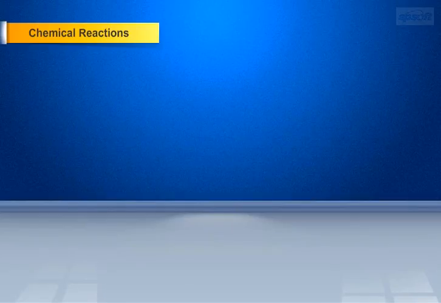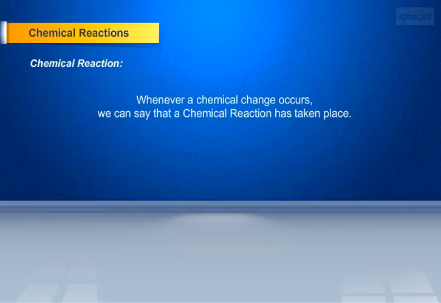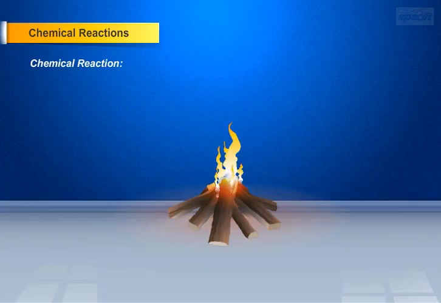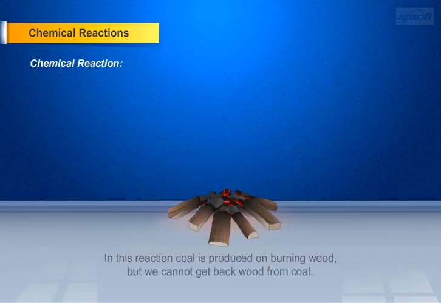Now, let us learn about chemical reaction. Whenever a chemical change occurs, we can say that a chemical reaction has taken place. For example, when we burn wood, we get coal. In this reaction, coal is produced through burning wood, but we cannot get back wood from coal. With this, we understand that any chemical change is called chemical reaction.